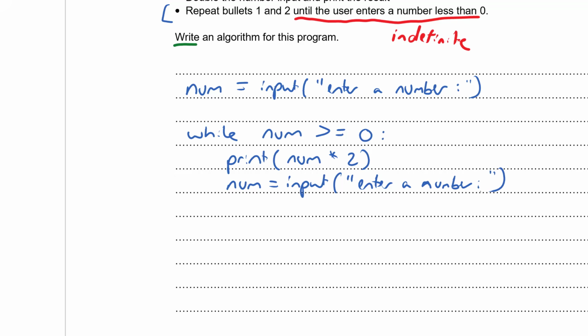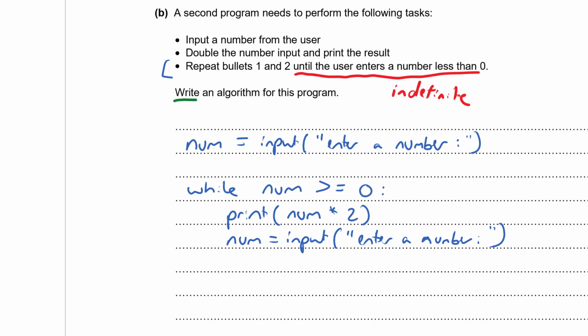Okay, so I guess the main thing that's getting you 5 marks here is your ability to use a loop and realizing it's a while loop and not a for loop. If it said it's going to repeat 5 times or 10 times, it would be a for loop.